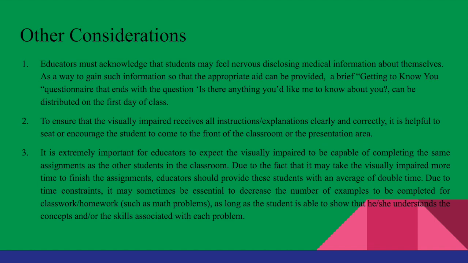They must acknowledge the difficulty of revealing medical information. So to get this information from the visually impaired so that teachers, of course, can provide the appropriate aid and accommodations later on, teachers can use questionnaires with a question like, "Is there anything you'd like me to know about you?" This way the child can actually feel safe and secure and disclose the information.